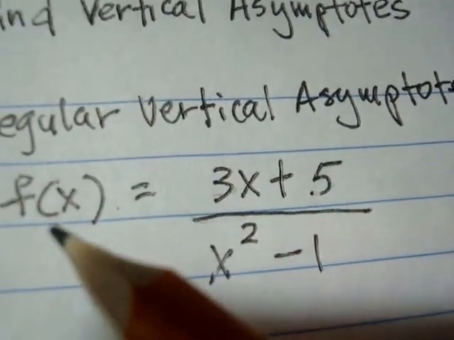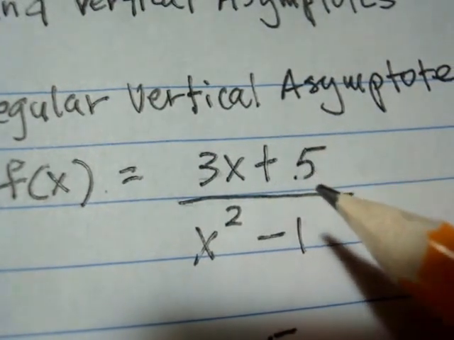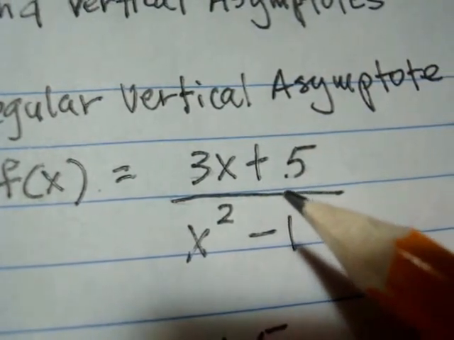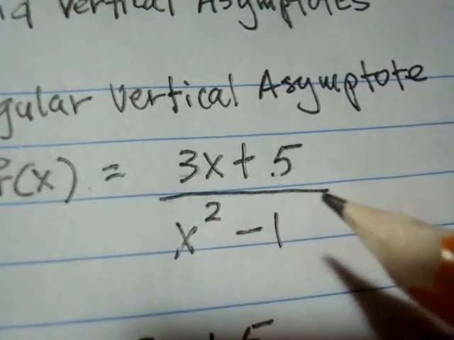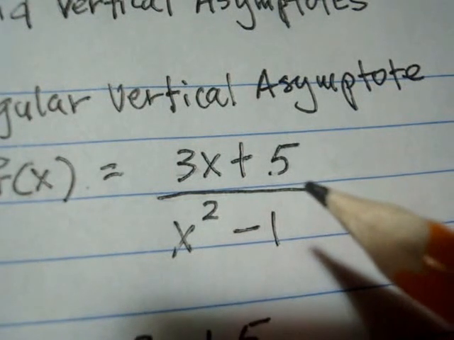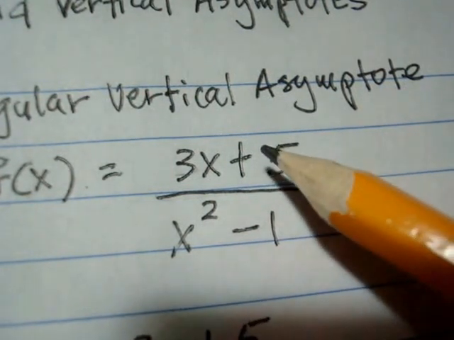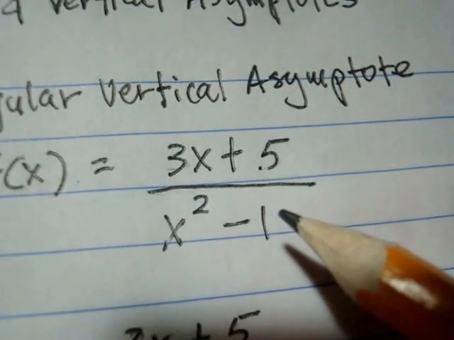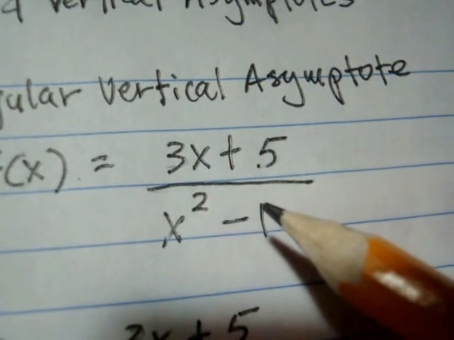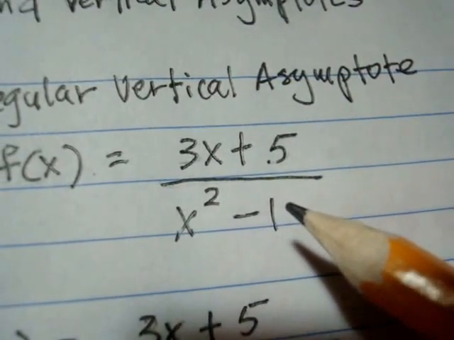Let's say that you're given this f of x equals the first expression divided by the second expression, which is equivalent to a rational polynomial. Because a rational polynomial basically means that you have an expression on the numerator divided by another expression on the denominator. That's what is meant by rational polynomial.